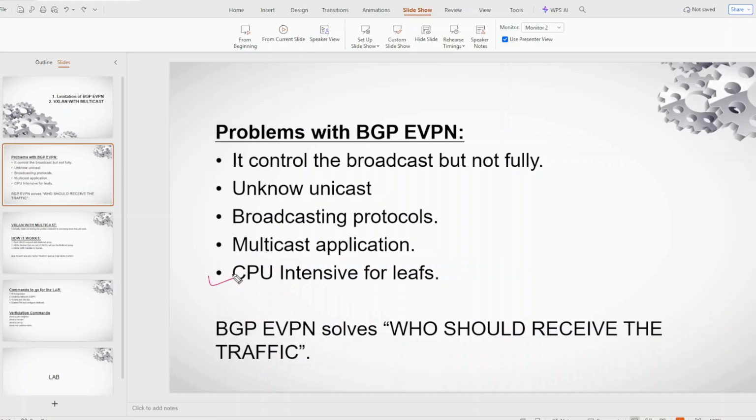Last but not least is head-end replication load. Even in BGP EVPN, when flooding is required, the leaf switches perform head-end replication. That means if there are 10 remote VTEPs or 10 remote leaves, the leaf creates 10 copies. Just suppose leaf 1 will create 10 copies of the same VXLAN packet and send these copies to all the leaves. In large-scale fabrics, this can increase the CPU and processing load, which is totally not recommendable.